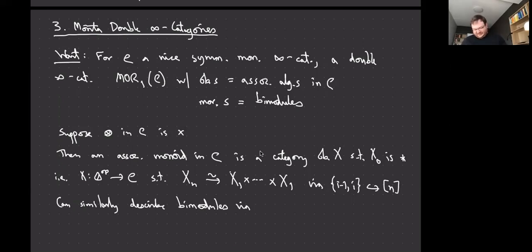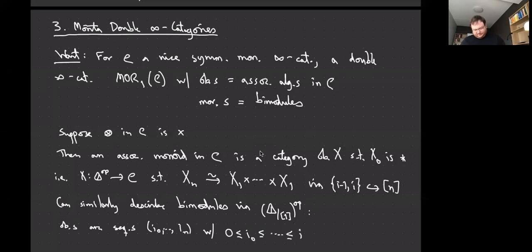So instead of looking at delta, we look at delta over bracket 1 up. It's good to think of objects of this category as sequences I0 up to In, where I0 is less than or equal to I1, less than or equal to In, less than or equal to 1. So this sequence just encodes the values of a map from bracket n to bracket 1.